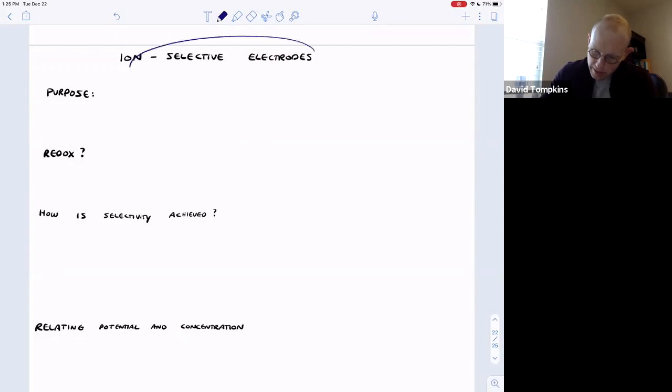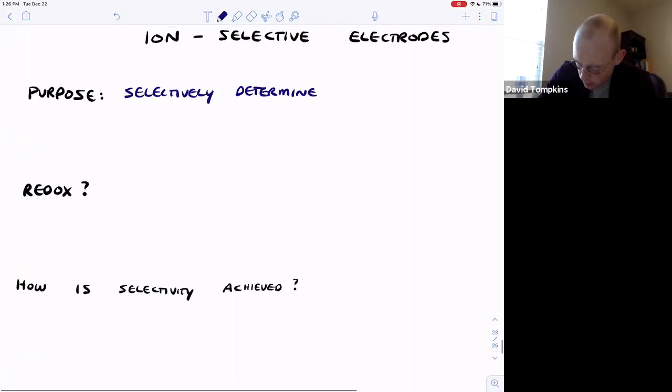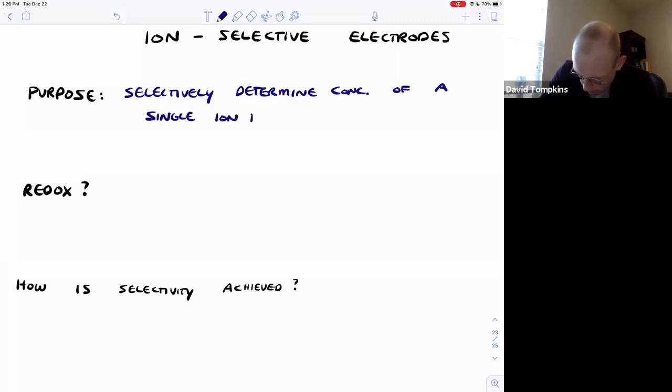So the purpose of an ion-selective electrode is just like it sounds, to selectively determine the concentration of a single ion in solution. And in this first example, we're going to consider the potassium ion, but there are ion selective electrodes for many different ions, and in later videos we'll discuss one that selects for a proton, which is known as the pH electrode.